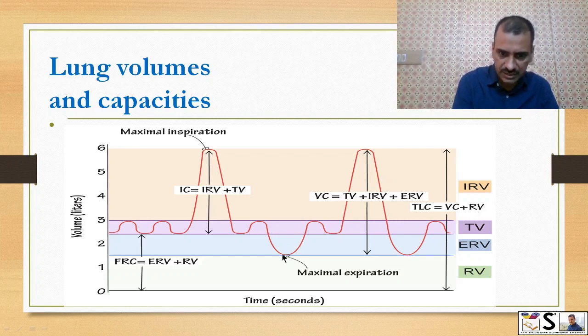Then there is maximal expiration. This is vital capacity starting from here. It includes tidal volume, inspiratory reserve volume and expiratory reserve volume. And this is total lung capacity, which includes vital capacity and residual volume.